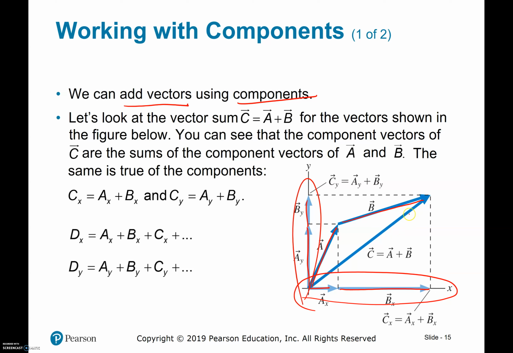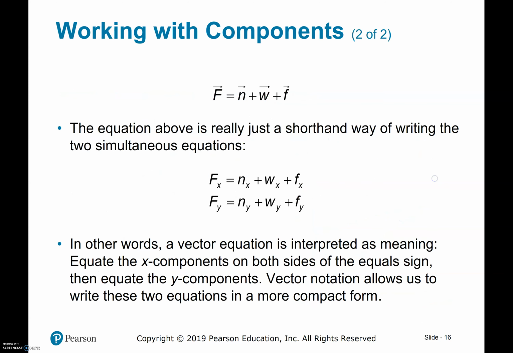So C, which is your vector addition, has component Cx, which is ax plus bx, and Cy, which is ay plus by. So if you have more than two vectors, then all you need to do is add the components. It doesn't matter how many vectors you have.